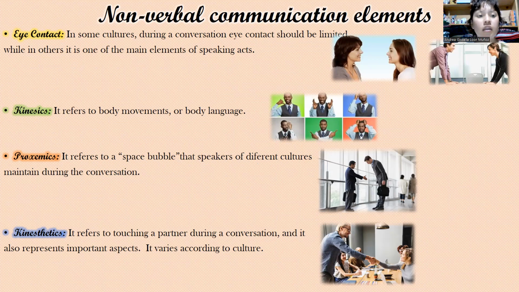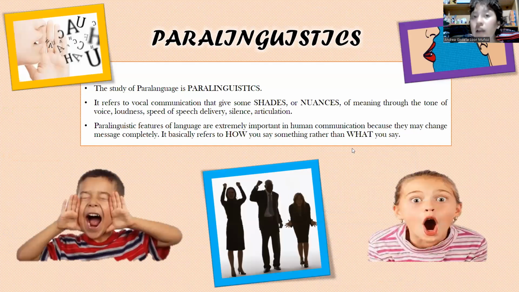Paralinguistics. The study of paralanguage is paralinguistics. It refers to vocal communication that gives some shades or nuances of meaning through the tone of voice, loudness, speed of speech delivery, silence, articulation. Paralinguistic features of language are extremely important in human communication because they may change a message completely. It basically refers to how you say something rather than what you say.